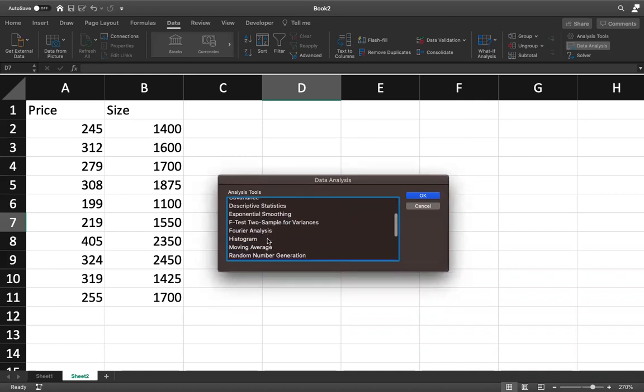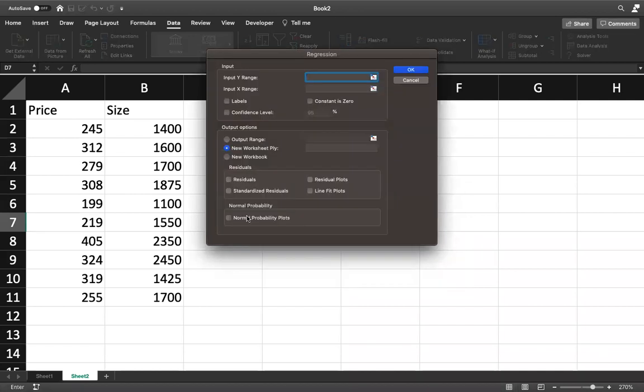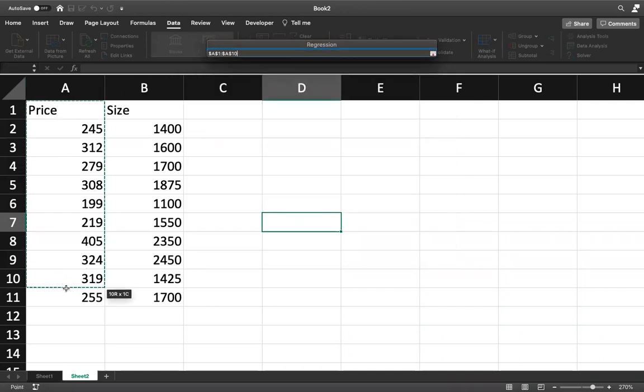And over blah blah blah and everything. So we choose regression, right? You double click it, or you pick OK. Then it asks you for the Y range. Okay, the Y range is the dependent variable. So we have everything here.